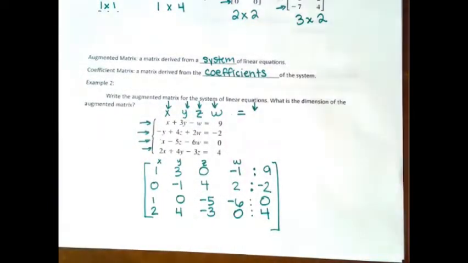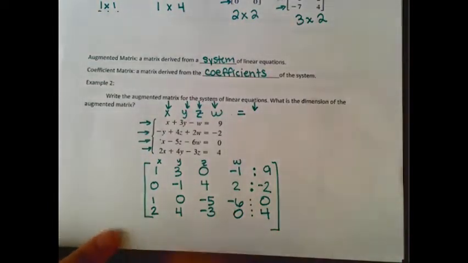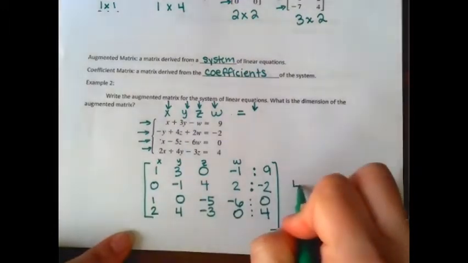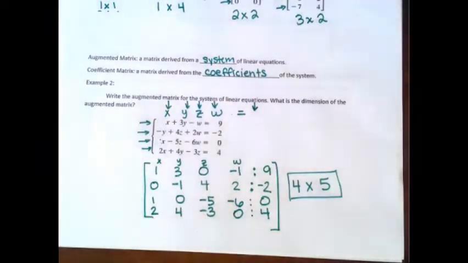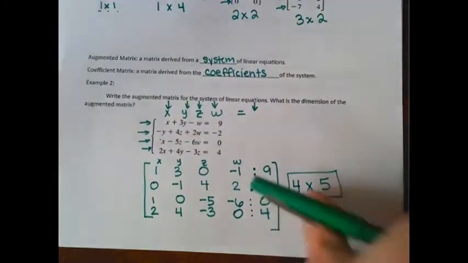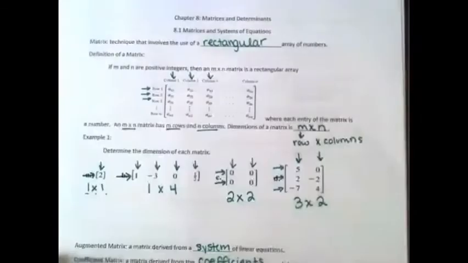Okay. So now as we look at this, we have 4 rows and we have 5 columns. So this is a 4 by 5 augmented matrix. Okay. All right, any questions so far? All right, let's go ahead and move on.